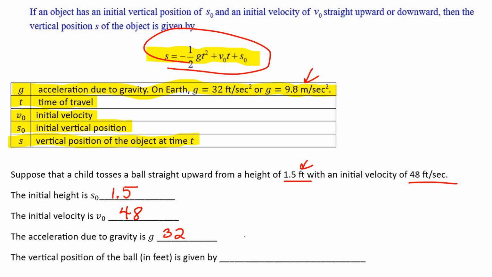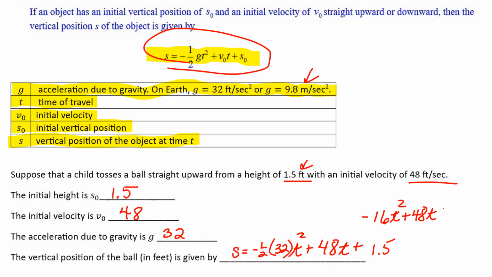So that is going to be s equals negative 1/2 times 32 feet per second squared, t squared, plus v sub 0 t. V sub 0 was 48, plus s sub 0, which was 1.5. And then we'd want to simplify that to negative 16t squared plus 48t plus 1.5. That would be the position of that ball at any time t.